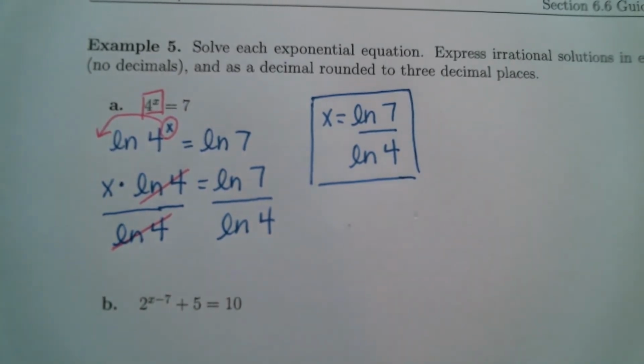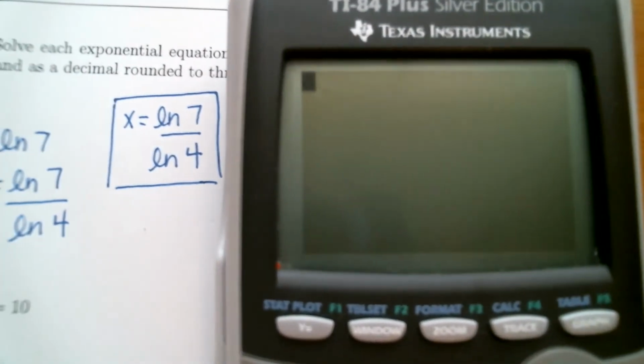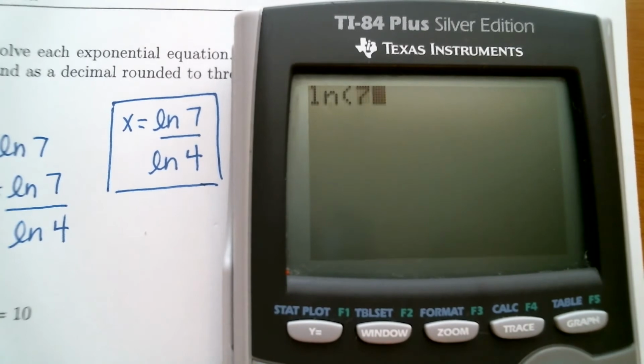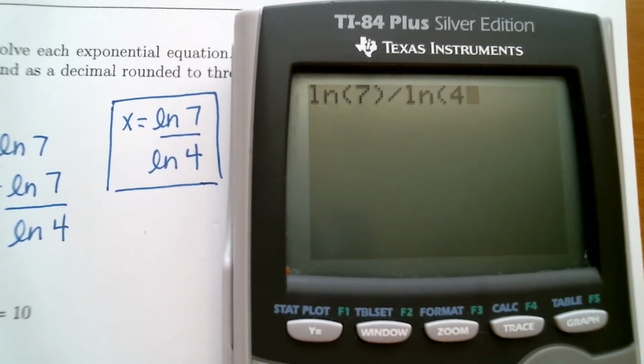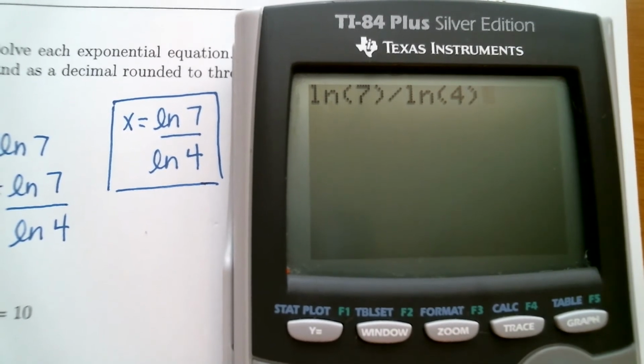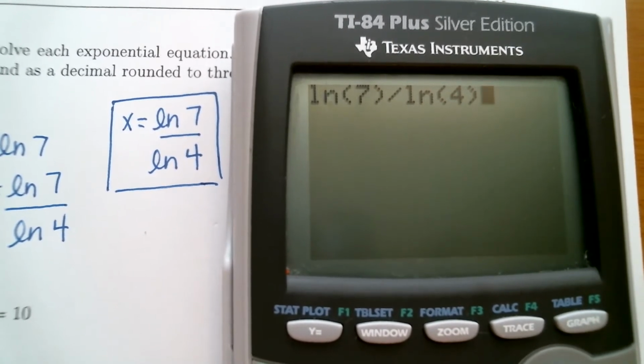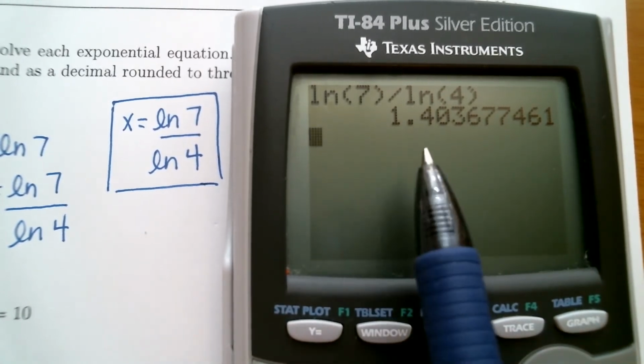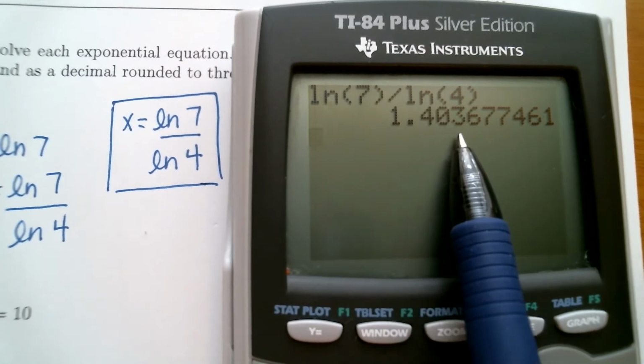If I went to the calculator and I punched this in to get a decimal approximation, because you're asked to do that, you would do the natural log of 7 divided by the natural log of 4, okay? By the way, you cannot do the natural log of 7/4. It's not the same thing, okay? So here's the decimal approximation. We're going to round it to 3 places after the decimal. So we've got 0.403.